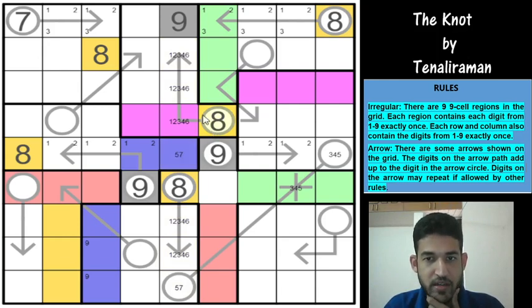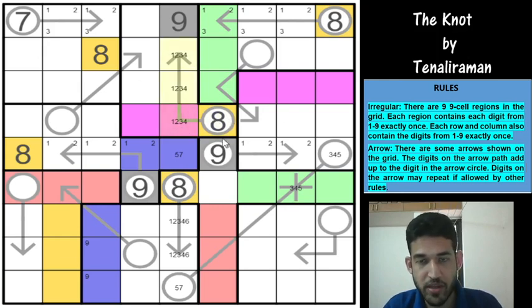And I know that 6 can never be in a 3 cell arrow, right? So 6 is ruled out from here. So which means now the only possibility for the 8 total is 1, 3, 4. 1, 2, 5 is ruled out. There is no 5 inside. So this is 1, 3, 4. Which means this 8 has to be 2 and 6.